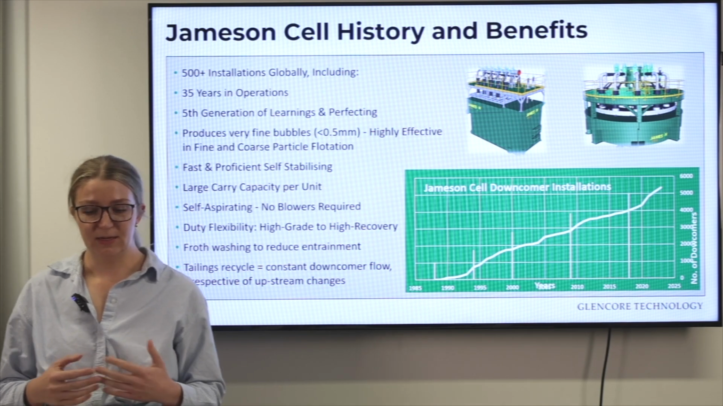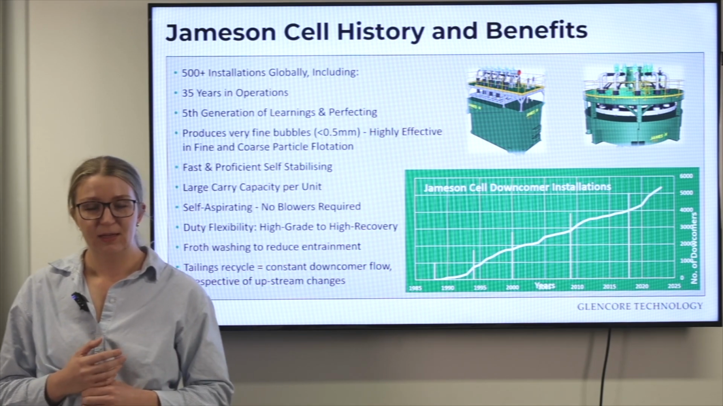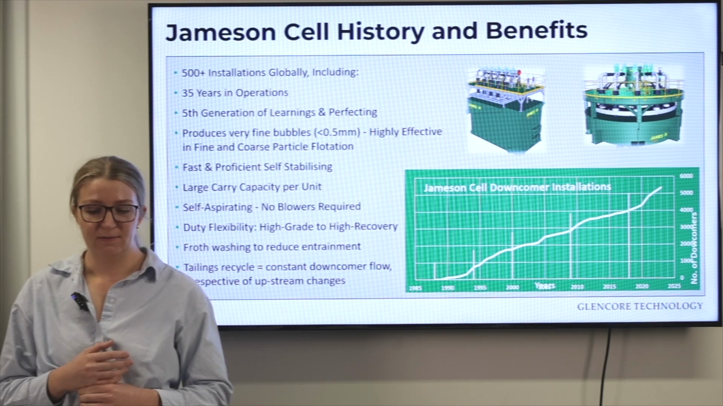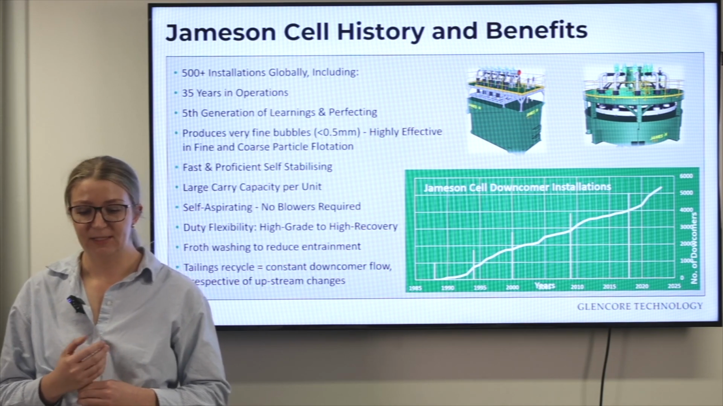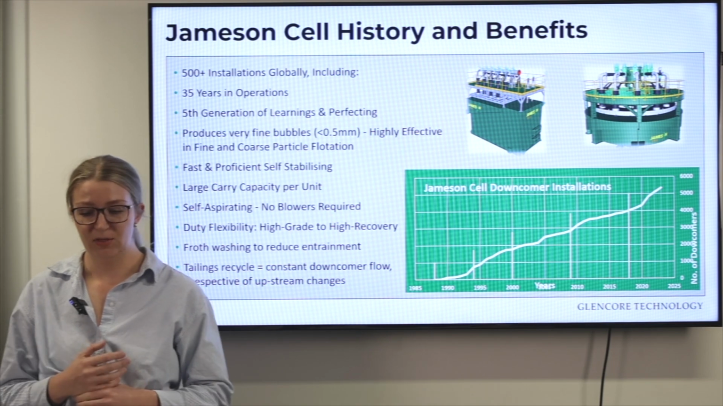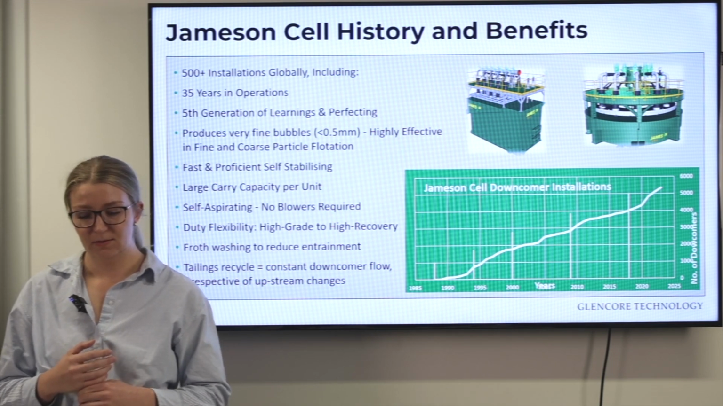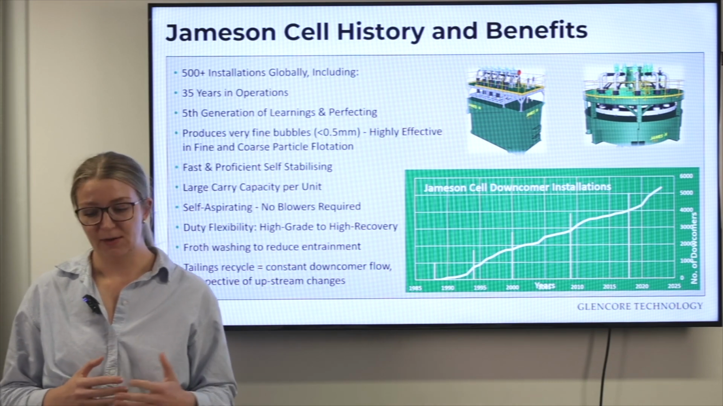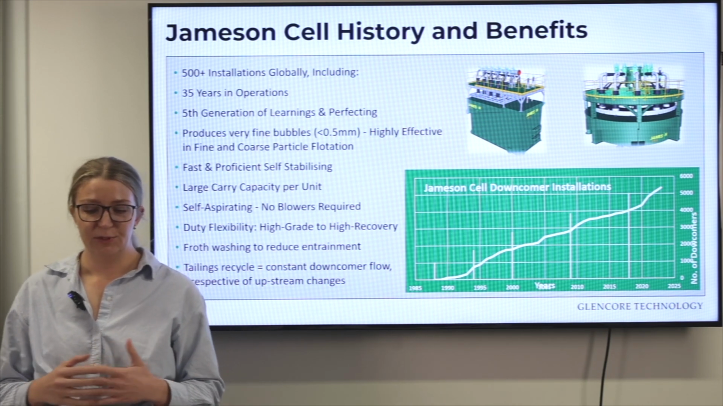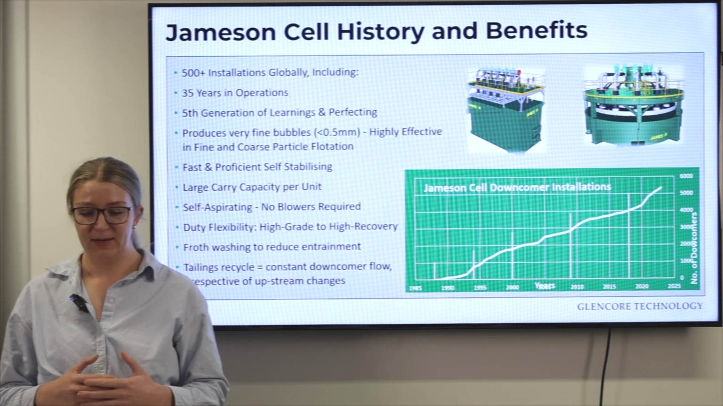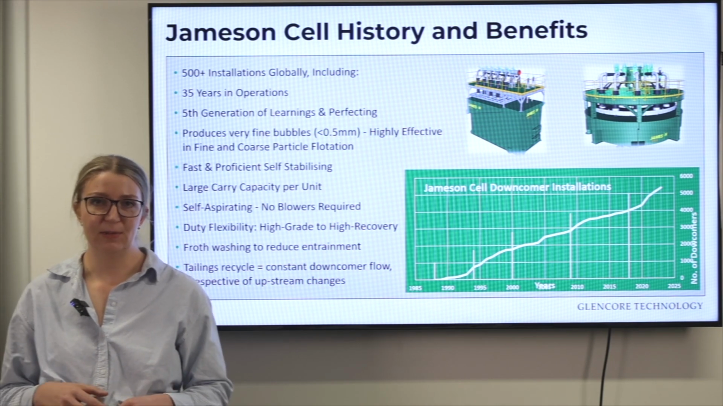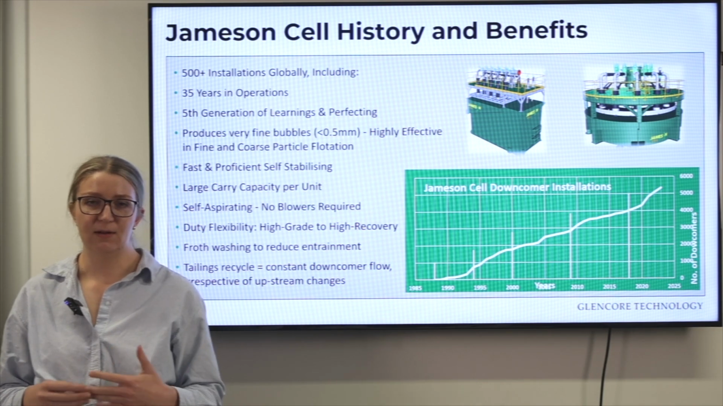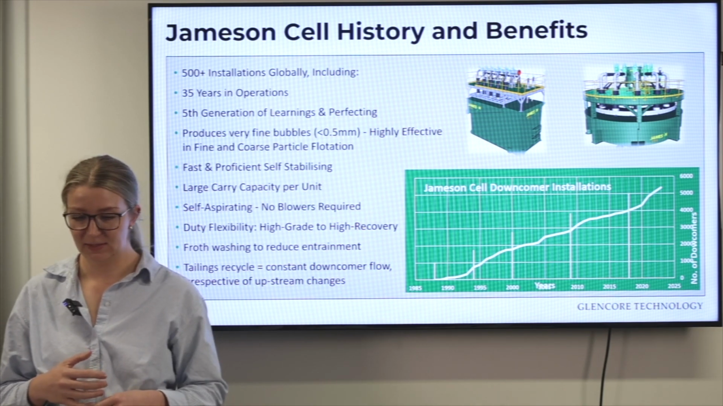The cells also have a large carrying capacity per unit. They're self-aspirating, so they can generate bubbles through inducing a vacuum and drawing air from the atmosphere, and don't require any blowers for production of bubbles. They're highly flexible in their duty and can operate from a high grade to a high recovery. The wash water system of the Jameson Cell enables the froth to be washed and displace the water carried over in the froth phase, reducing the entrainment and allowing high upgrading stages.